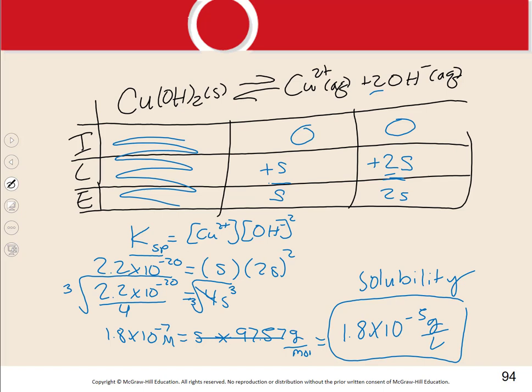So yes, we're still doing ICE tables, but it's not as bad as the titrations. The main thing is keeping track of the stoichiometry here. Wait, you're multiplying by molar mass? Yes. That molarity is technically moles per liter. So when you multiply by the molar mass, moles cancel, and we're left with grams on the top and liters on the bottom.